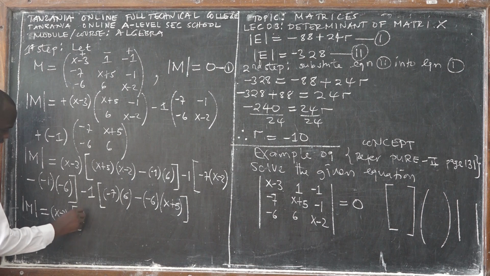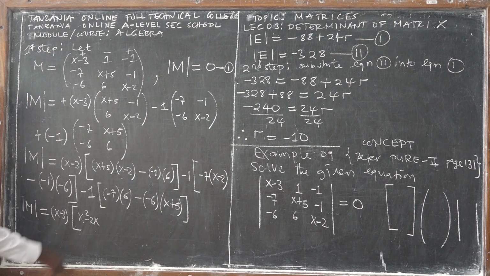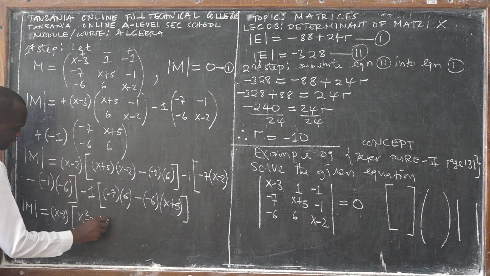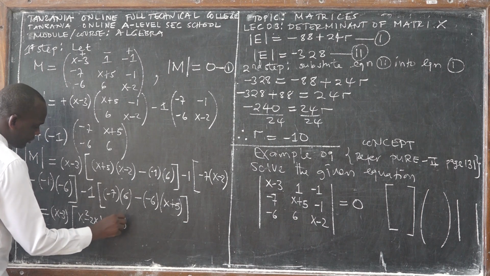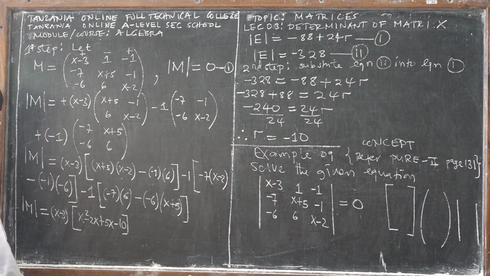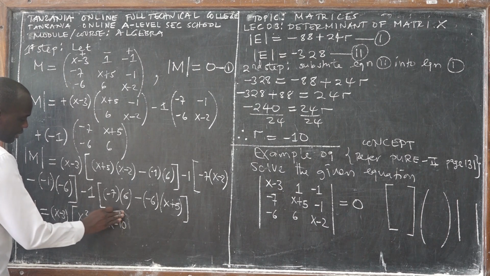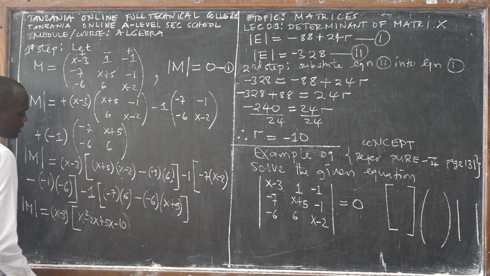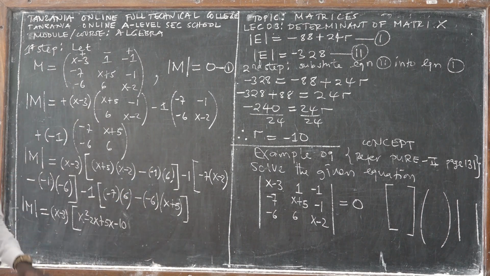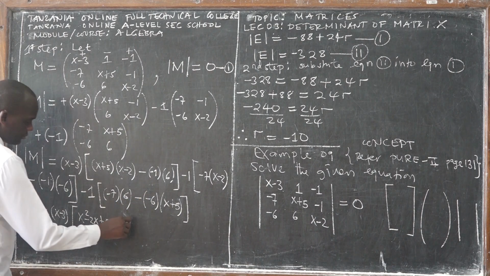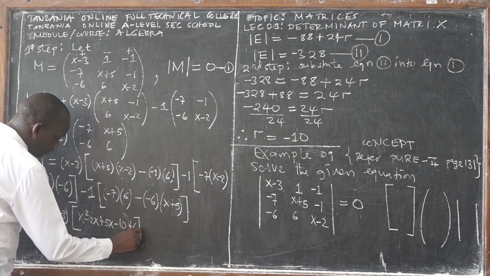X times x, x squared. X times negative 2. We don't have minus 2, it is, okay, minus 2x. Then we have 5 times x, 5x. Positive 5 times negative 2, negative 10. Okay? We don't need this square bracket for the time being. Then negative 1 times 6. Negative 1 times 6 is negative 6. Negative 6 times negative... We close the first square bracket.